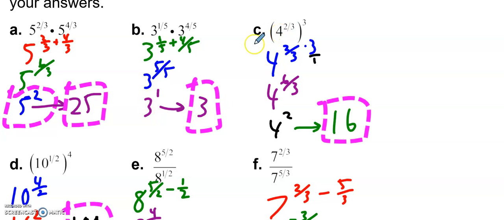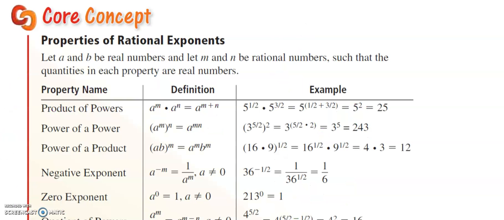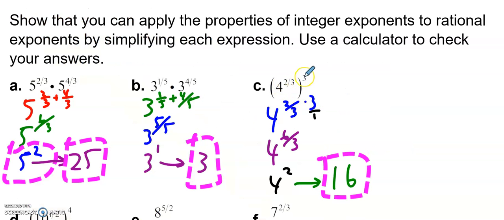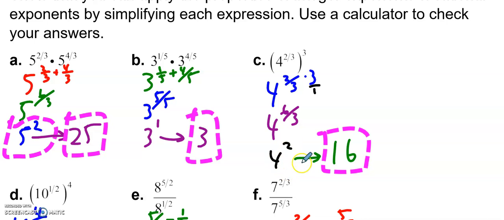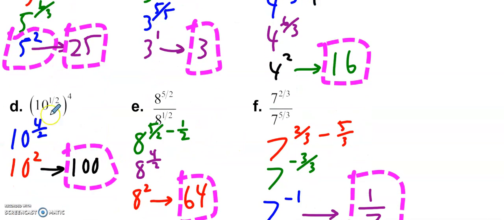Here, we hadn't done one of these examples together, so this goes back to our power of a power. So we're going to multiply the exponents here. So 4 to the 2/3 to the 3rd. So 2/3 times 3. Remember, if I have just an integer, that's the same as 3 over 1. And remember, when we multiply fractions, you multiply the numerators and you multiply the denominators. So 2 times 3 is 6. 3 times 1 is 3. So I end up with 4 to the 6/3. 6/3 is actually 2. So 4 squared is 16.